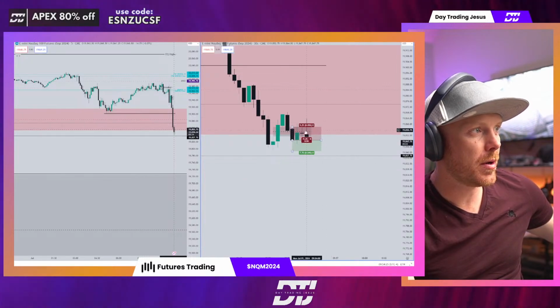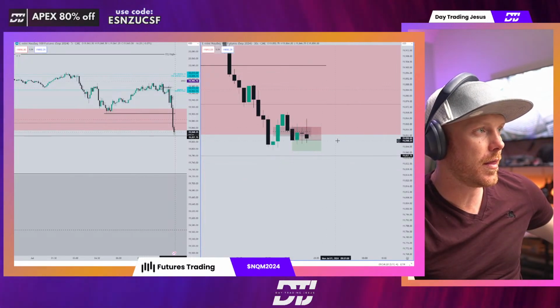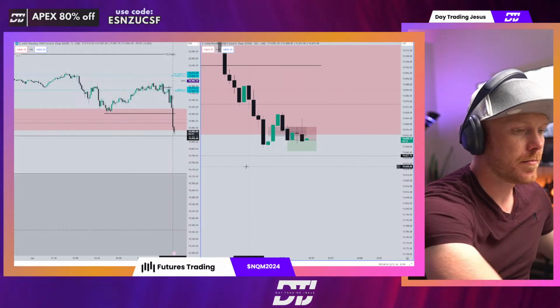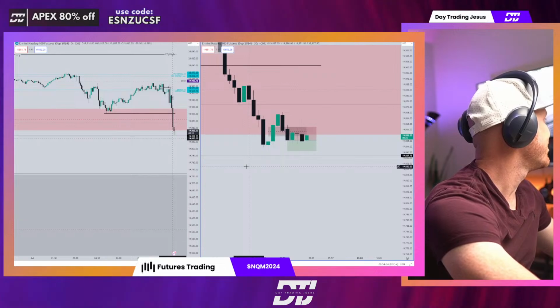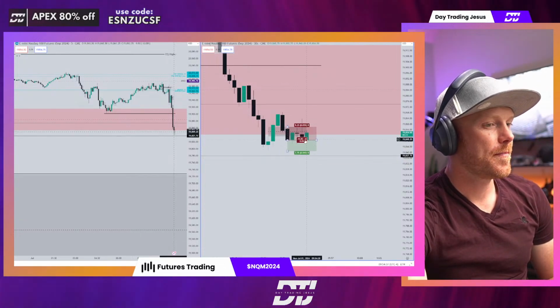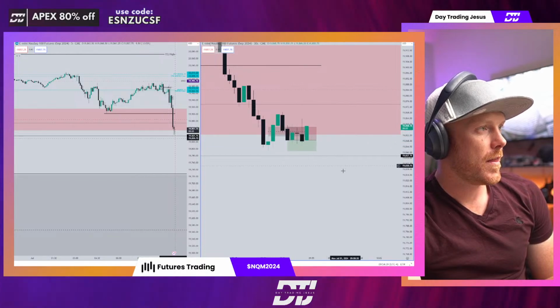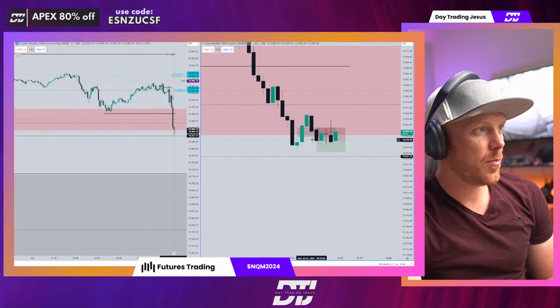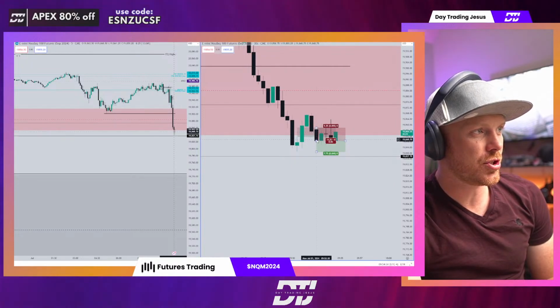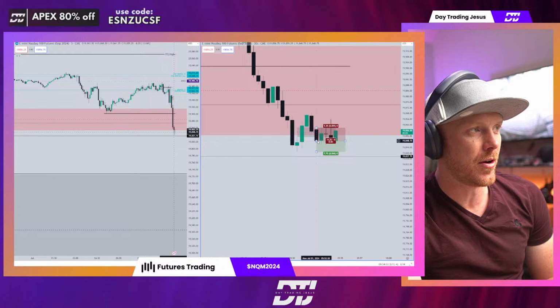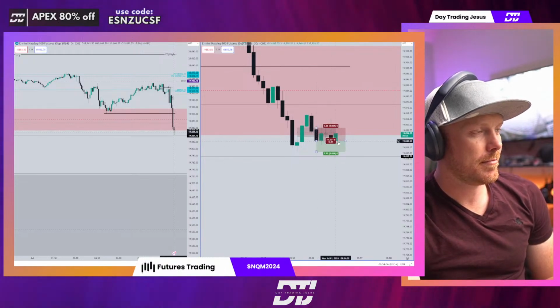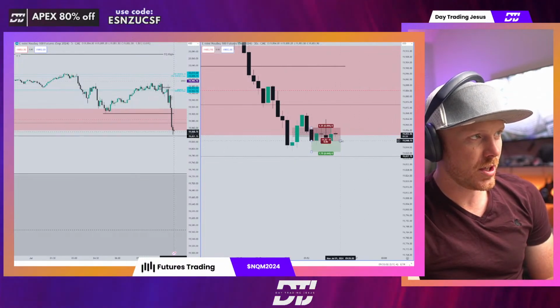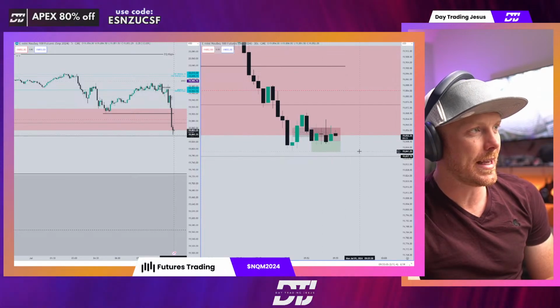So see how it wicked above it, but we did not close above it? That's a good sign that we're going to hit these lows. Now, because I'm not seeing any aggression to the downside, I don't like that. You really want to see this move right away. We're still closing within it. You see that? But I'm not liking this price action.